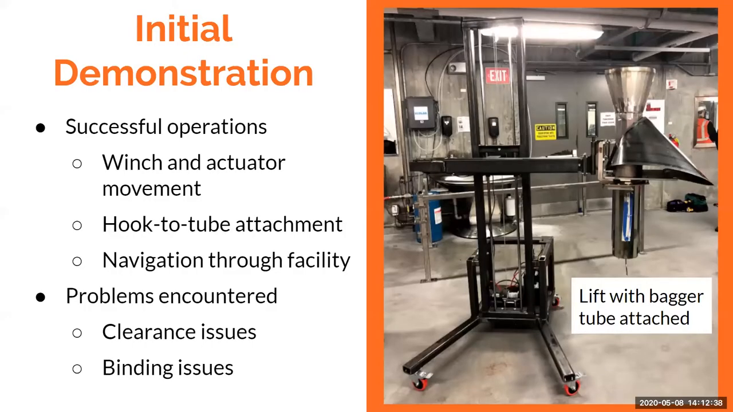During our initial demonstration in February, we noted that the winch and actuator were fully functional. The hook attachment fit properly and held the tube, and the lift was easily maneuverable through the facility. We also encountered issues. While the lift did fit with the machine, it had minimal clearance and proved difficult to position. There were also issues with the carriage binding while lowering the tube.